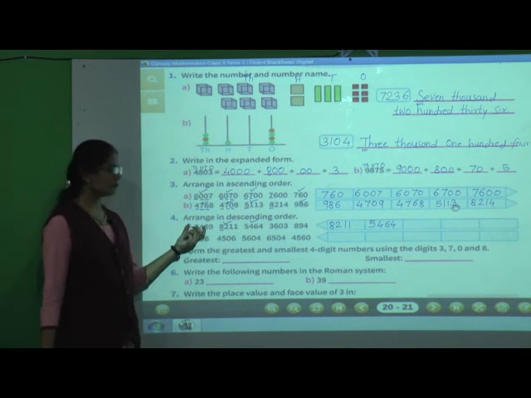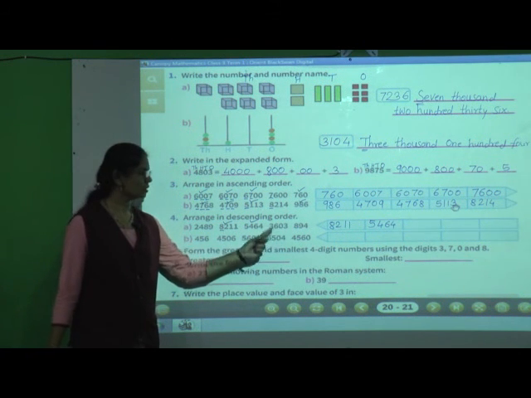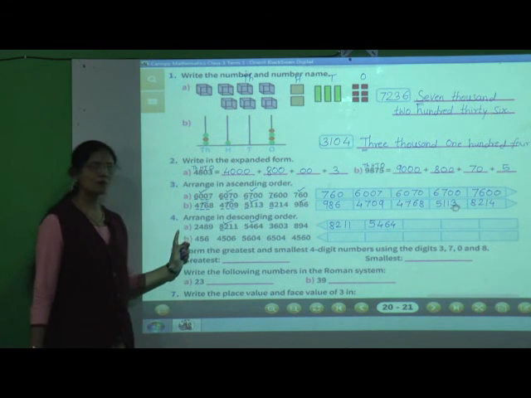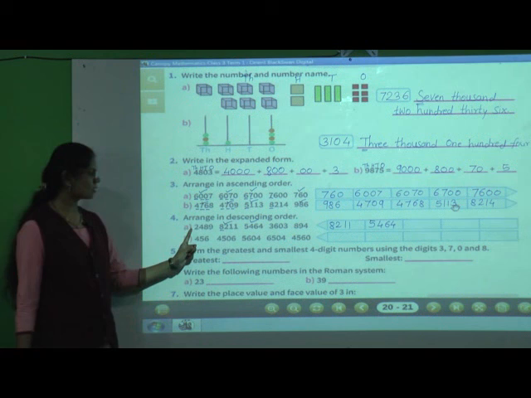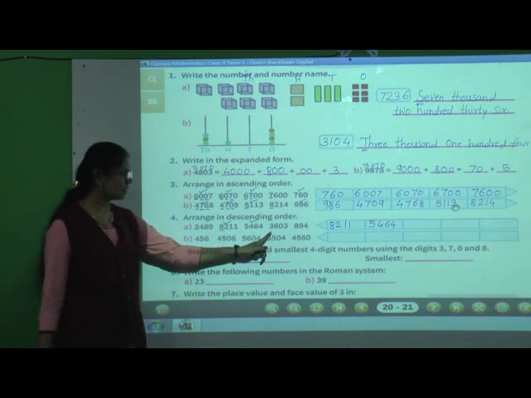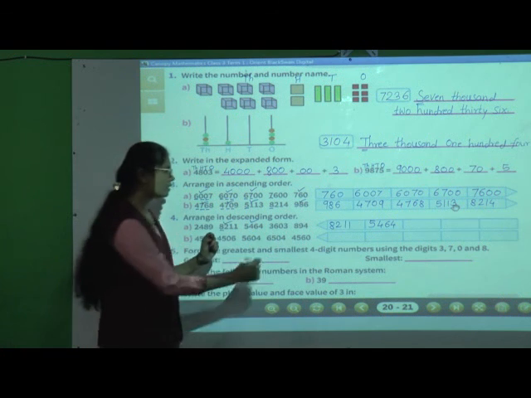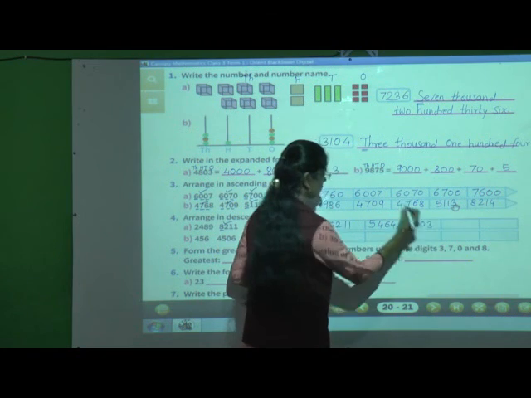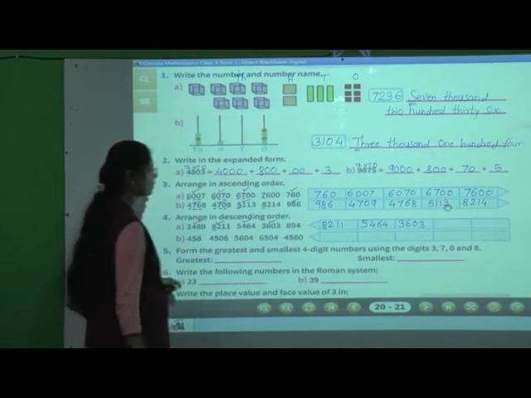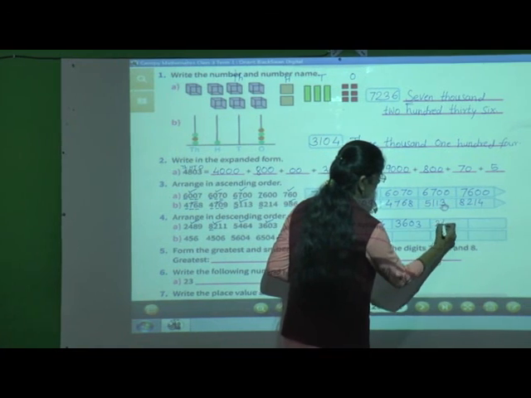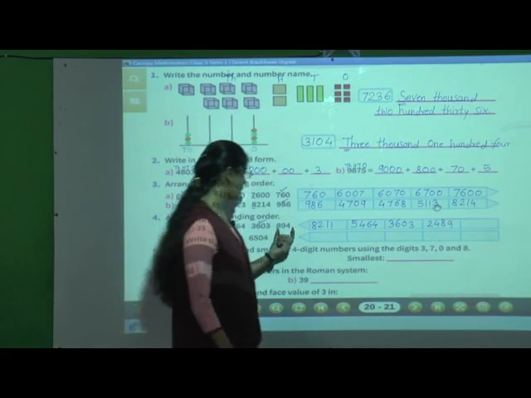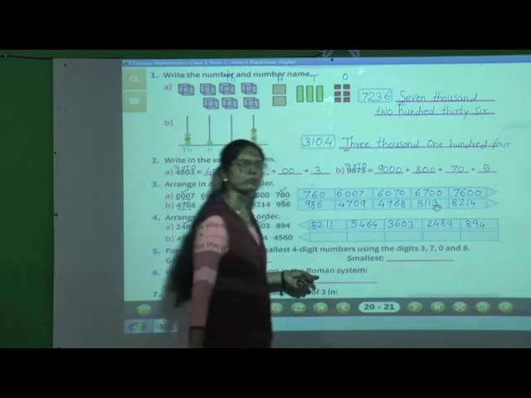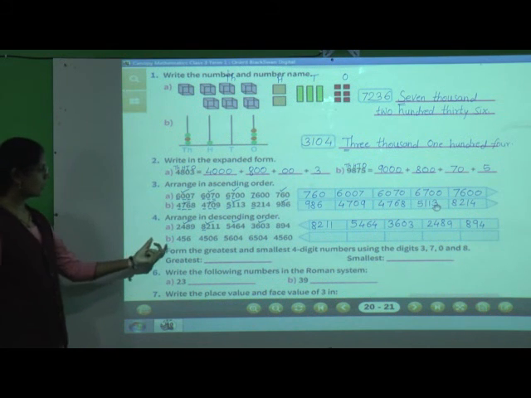Now which are the 4 digit numbers remaining? 3603 and 2489. In between these two numbers, here 3 is there at thousands place, here 2 is there. So 2 is smaller than 3, we have to write the greater number. So we will write this 3603. Then 2489. And the last, the 3 digit number, 894. Are you getting it? See another example.